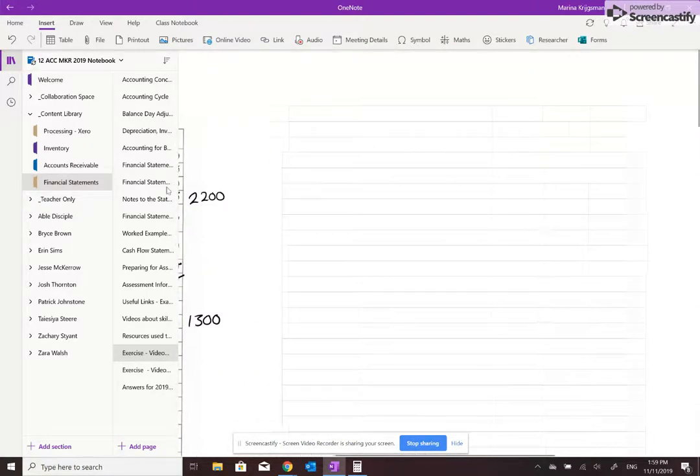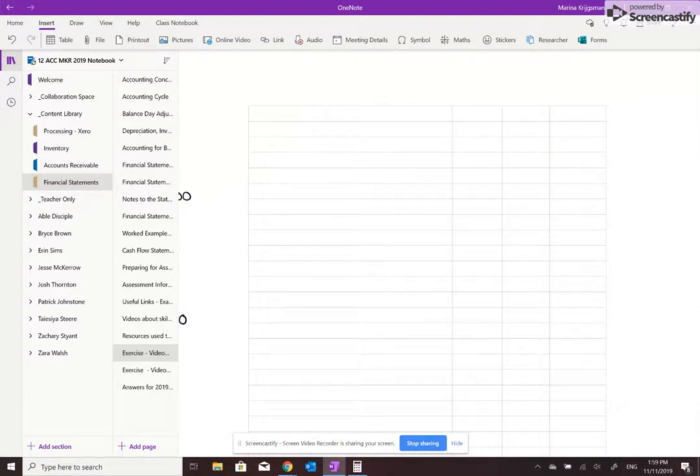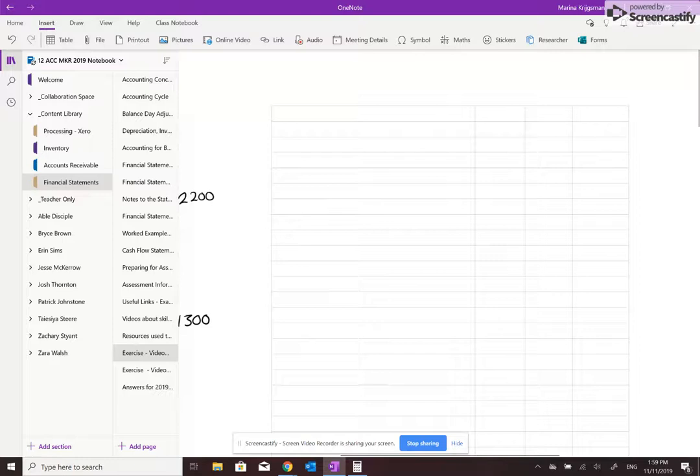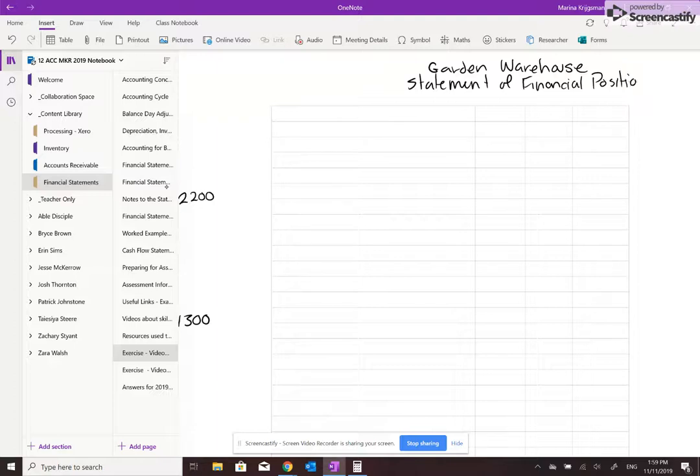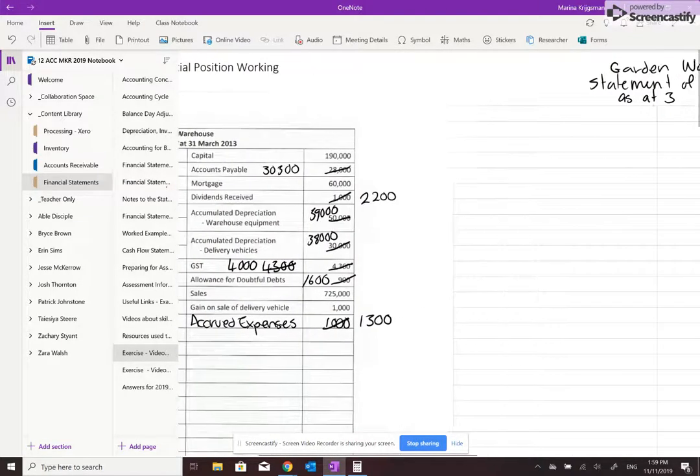Right, so first of all, it's got three columns, for collating them. So first of all, we're going to put the title up. So name of the business first, Garden Warehouse. Statement of financial position for them. And be aware, because this could actually be missing in the exam, and you might need to put in the title. And it's always as at 31st of March 2013 for this one.